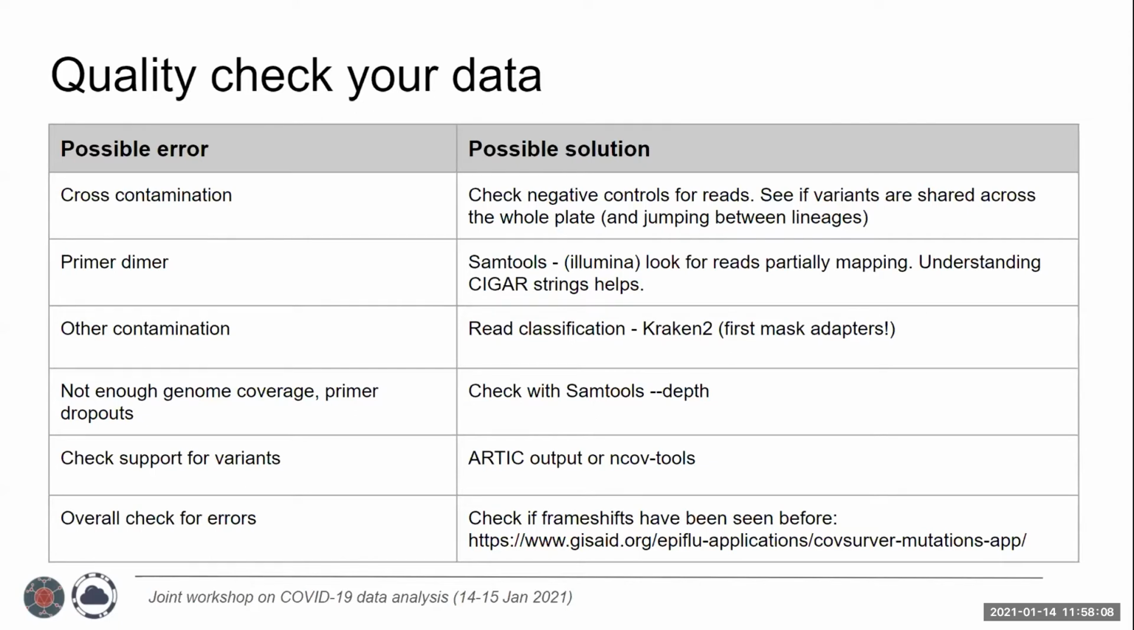One general check for errors is you can check if there are any weird frame shifts that have suddenly shown up in a sample. GISAID has a service where you can take your sequence and compare it against all available genomes in the database, which is really helpful. So you might have a particular genome that you're a little unsure about, and you might suddenly find that it has all these new and novel, never seen before frame shifts. And that's a pretty bad sign that something has gone wrong.